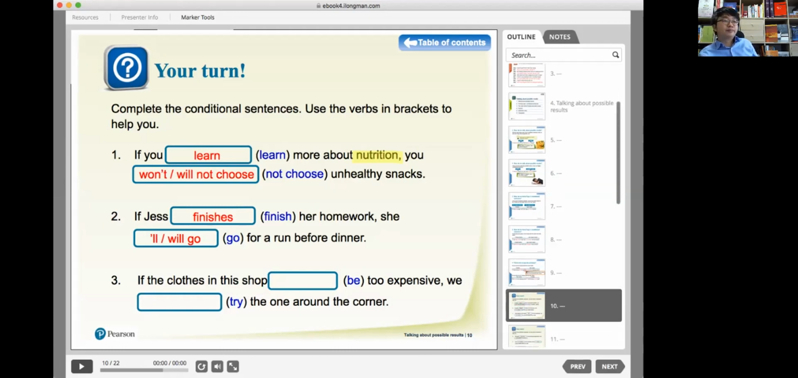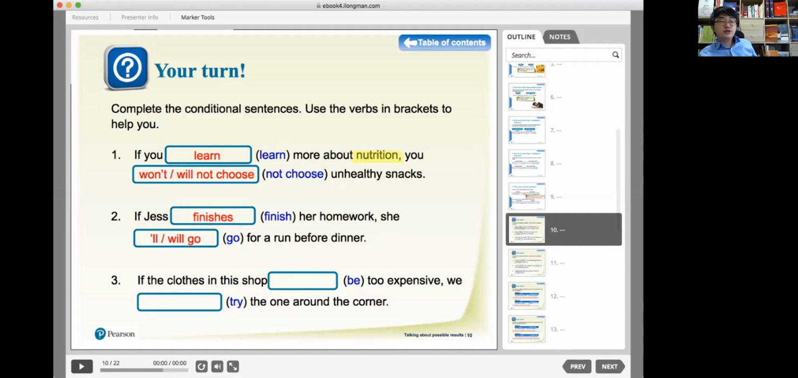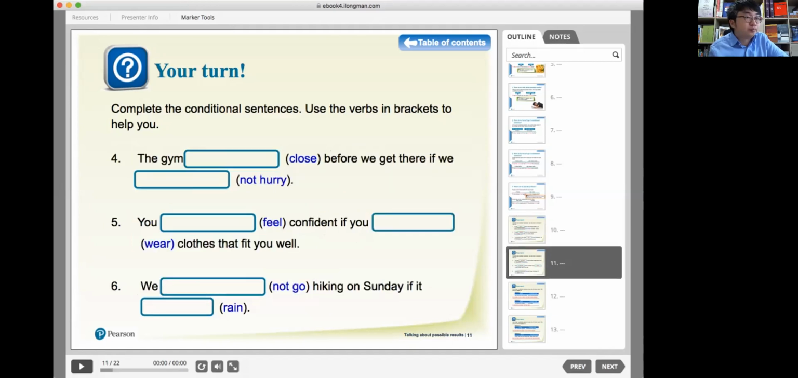Number 3, if the clothes in this shop, verb to be, simple present, are. Pay attention to the clothes here. It's plural. So therefore we use are. If the clothes in this shop are too expensive, we will try the one around the corner. Okay. Now, 4, 5, 6.